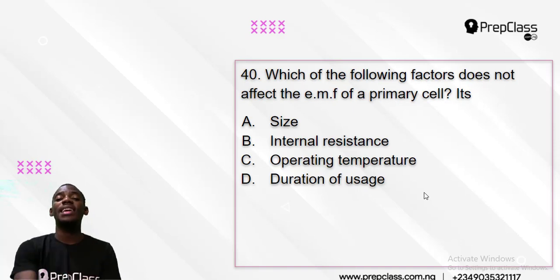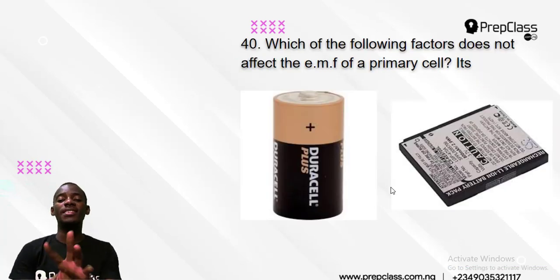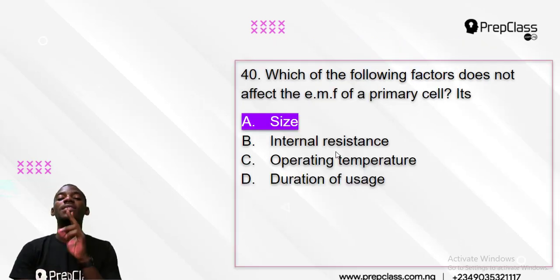Now actually, this is a cell. You can see these cells, these are all primary cells. That means they are non-rechargeable cells. Now the EMF of a cell is affected by one, and here it is. Let me show that to you. The answer is size, and I'll tell you why. The reason is that no matter how big the cell is, EMF has to do with the work done between the terminals of the cell. Every cell has a positive and a negative terminal.